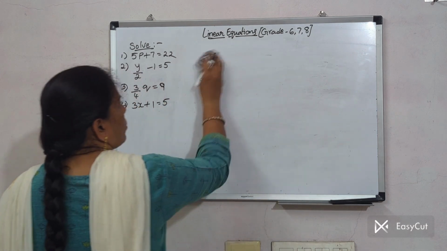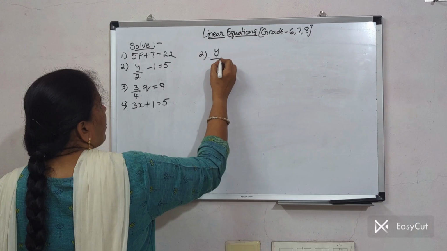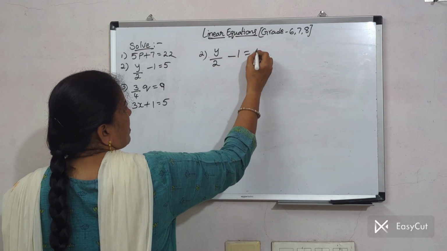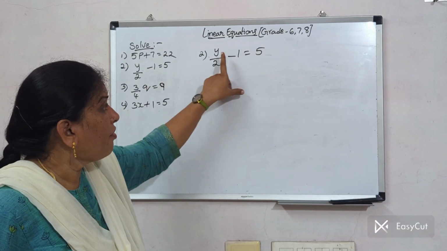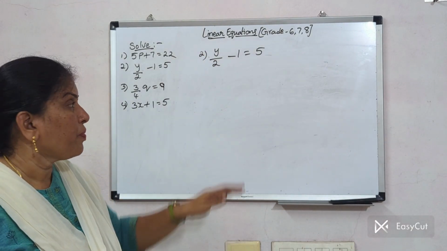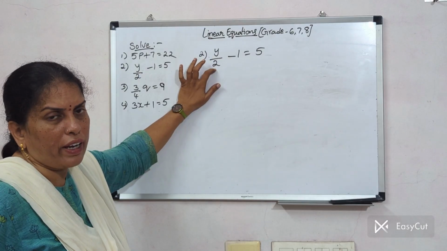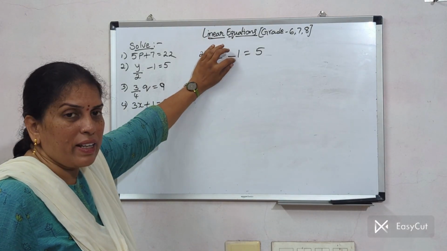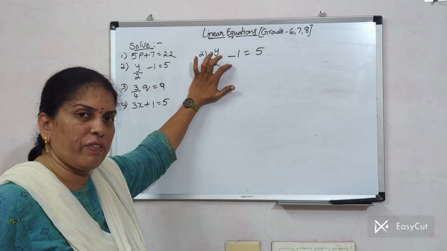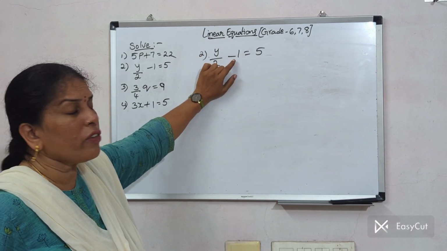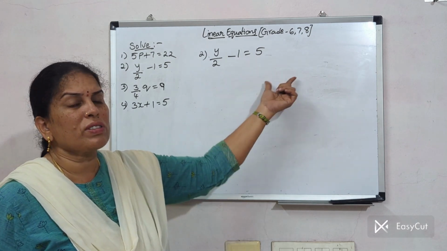Next question. What is the next question? Second question is y by 2 minus 1 is equal to 5. Okay. I want y value. Solving this y, first we will remove minus 1. Later we will think about 2. Okay. Y, minus 1 is there. I told that if any symbol is in between, you must find the additive inverse. So what is the additive inverse of minus 1? Plus 1 is the additive inverse. So I am adding plus 1 on both sides.